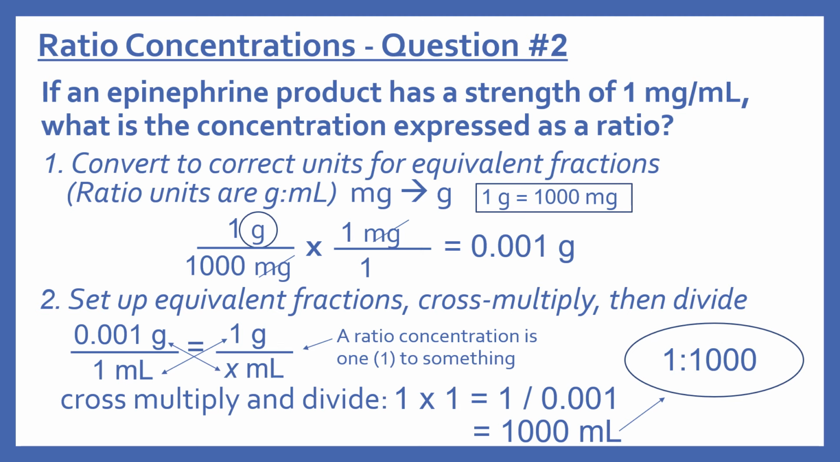1 times 1 equals 1. Then we'll divide by 0.001, and that gives us 1,000 milliliters. But that's not our answer because we're looking for a ratio. So our answer is, if an epinephrine product has a strength of 1 milligram per milliliter, what's the concentration expressed as a ratio? It's 1 to 1,000. So it's the entire second fraction, 1 gram to 1,000 milliliters, or 1 to 1,000.